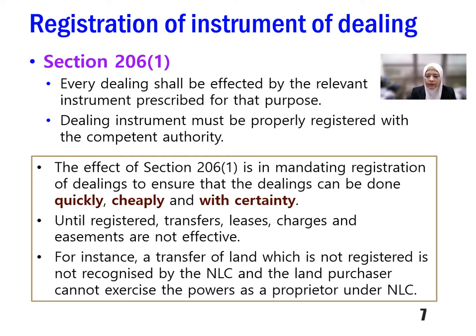For instance, a transfer of land which is not registered is not recognized by the National Land Code, and the land purchaser cannot exercise the powers as a proprietor until registered. So it means that there is a sale there under the Contracts Act, but the rights given under the National Land Code for the proprietor, the right of use, exclusive use and enjoyment, are withheld from the new purchaser until the dealing is registered at the appropriate authority, either the land office or PTG.